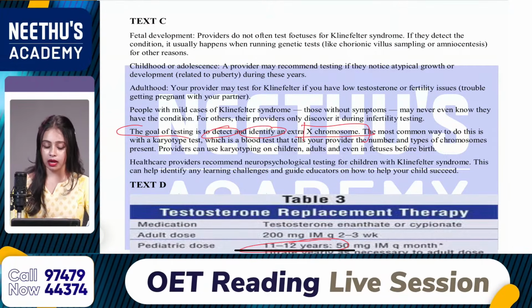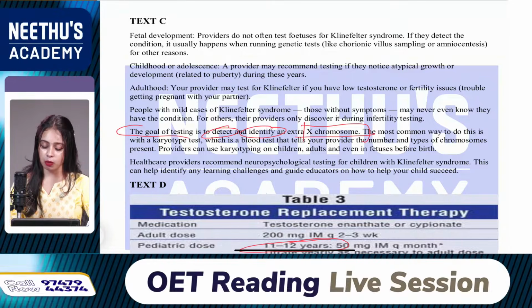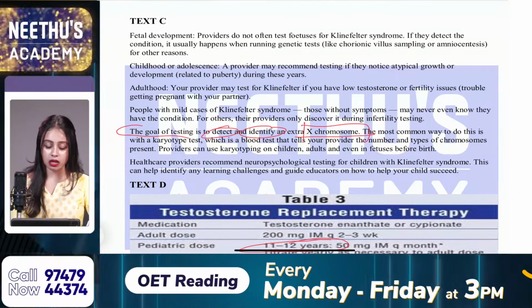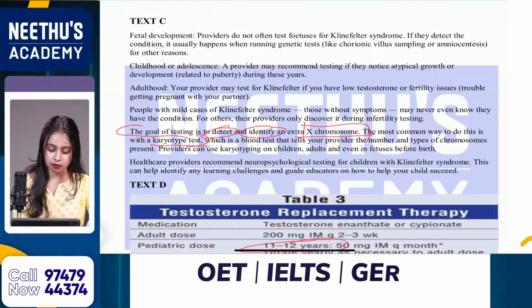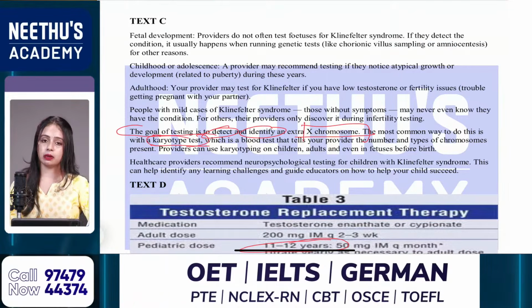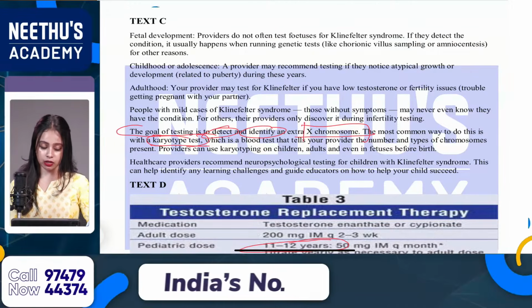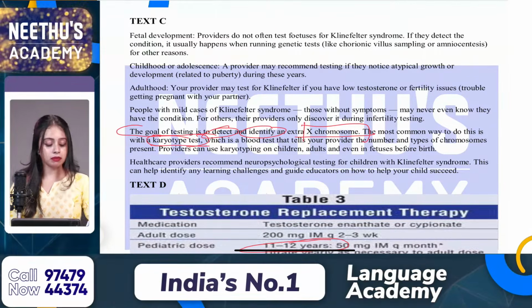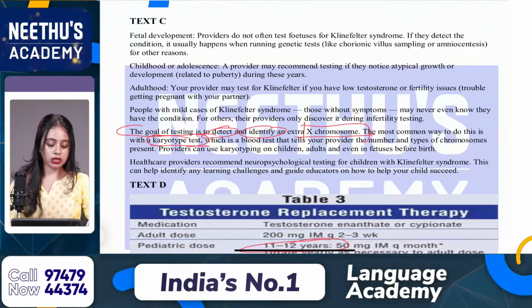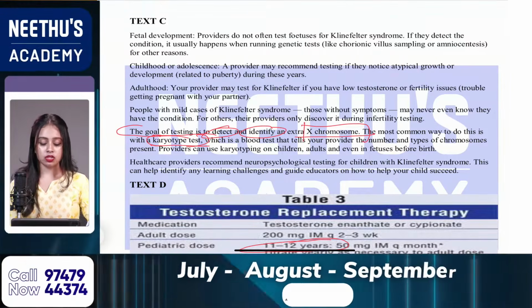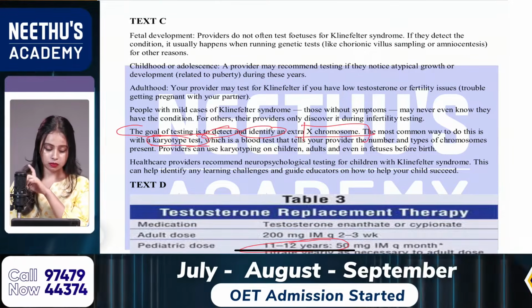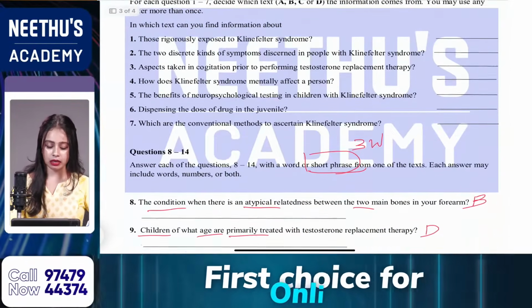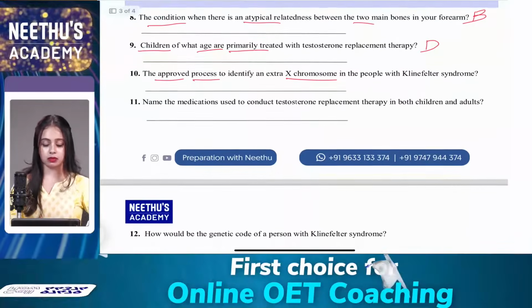See, detect, identify. The most common way to do this is with a karyotype test. So our answer should be karyotype test. Okay, Kirtu, it is karyotype test here. Okay, Nimi, Mary, Abraham, karyotype test. Aniha, okay, Sarala, it is karyotype test. Okay, so karyotype is the first word, test is another word. So the answer should be karyotype test.